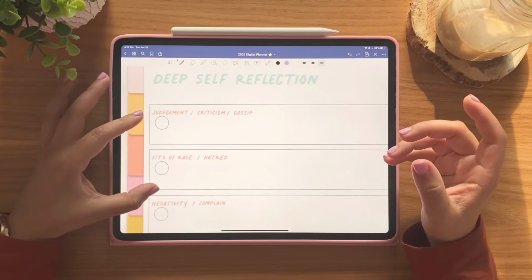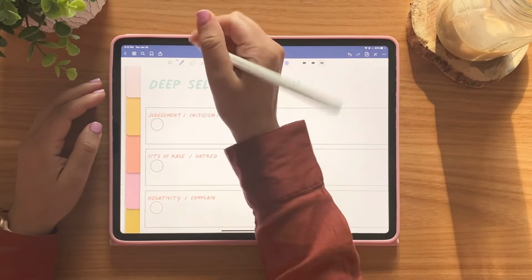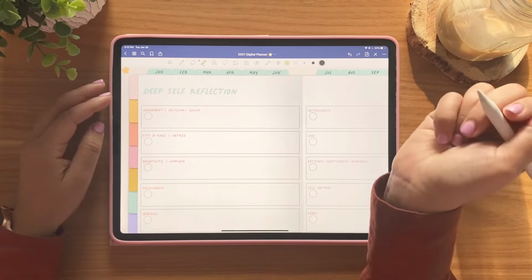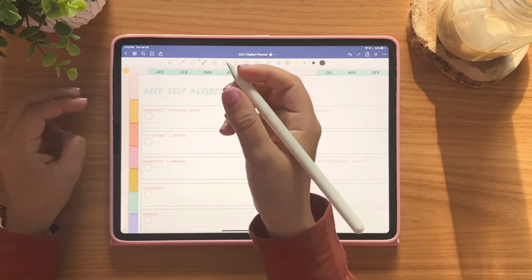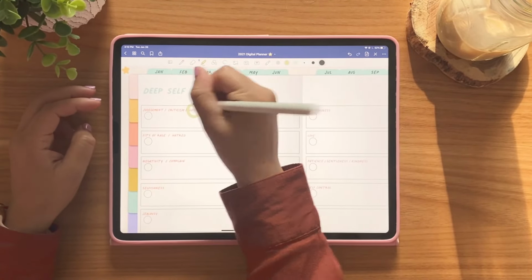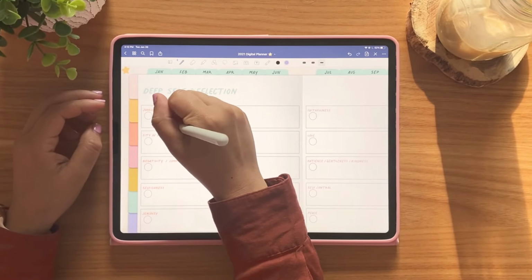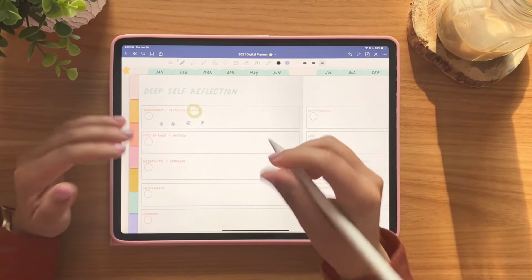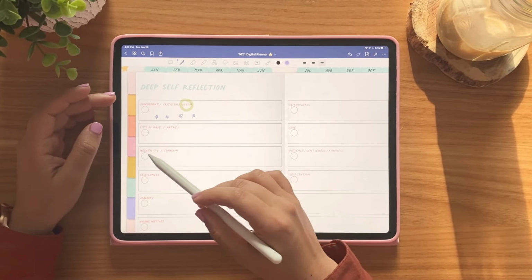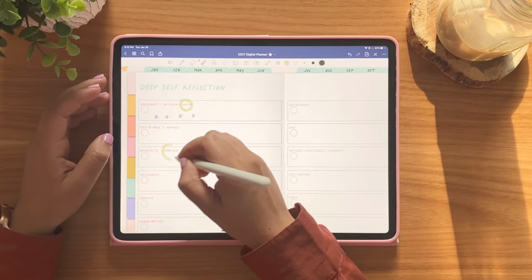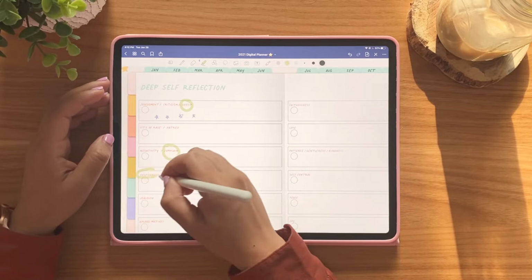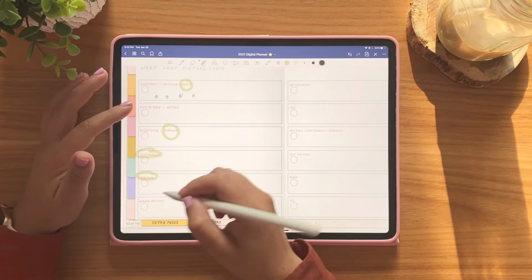So here you're going to put judgment, criticism, and gossip. Let's just say that I gossiped yesterday or this week. Circle it, and then you're going to write down, be specific: I did this, I did that. If it's rage, hatred, negativity, complaint, maybe you complained about something, write about it. Selfishness, jealousy, wrong motives, whatever you have.